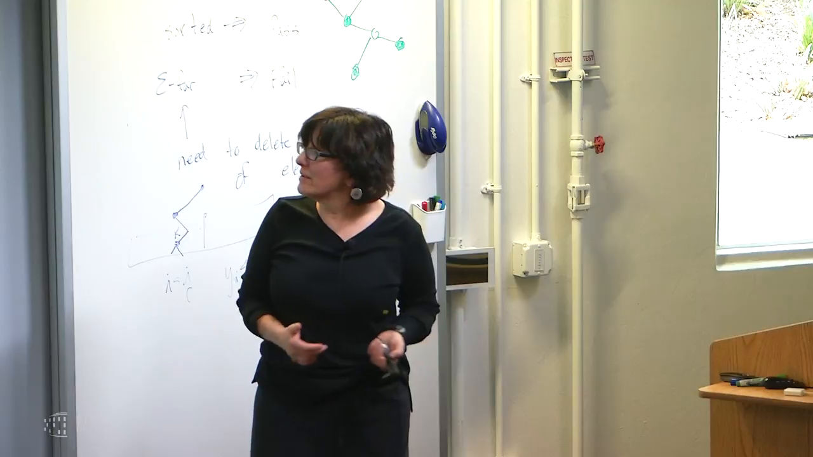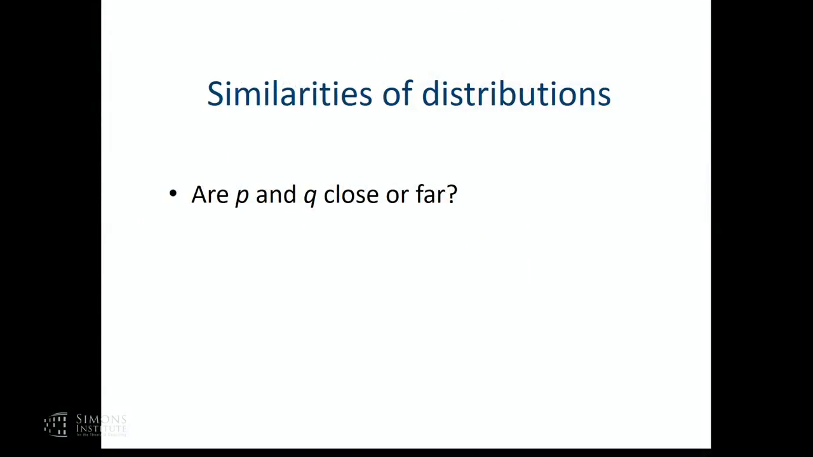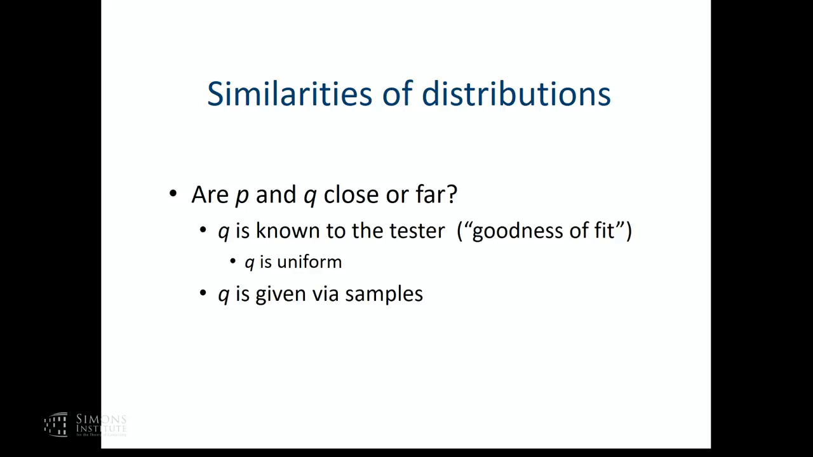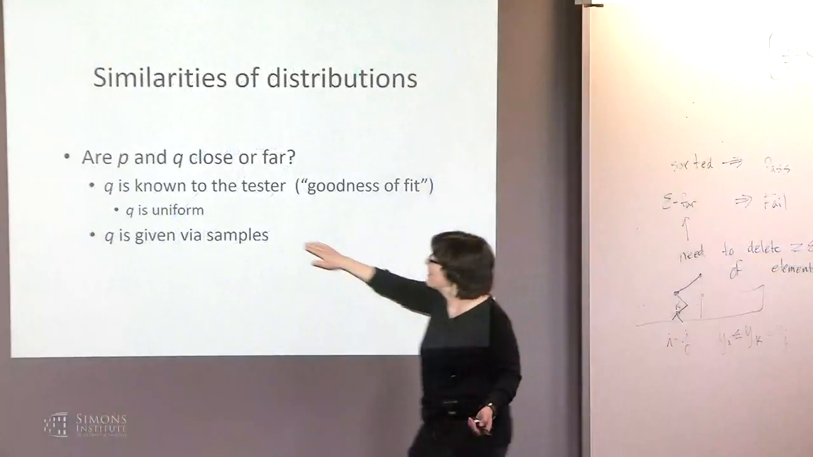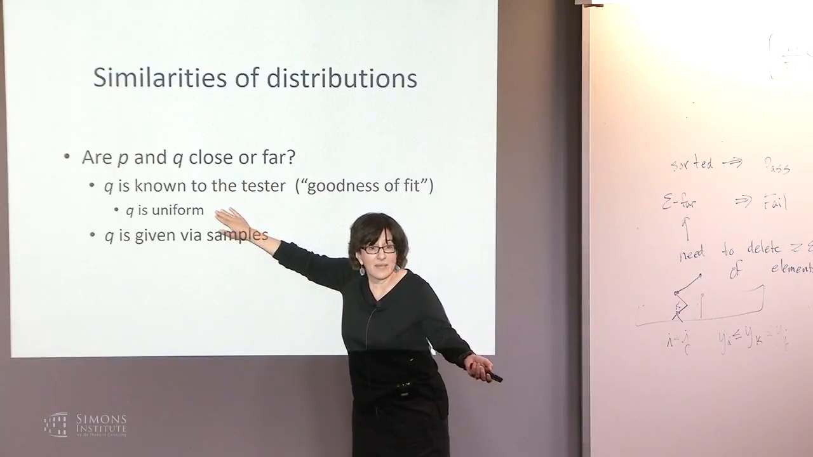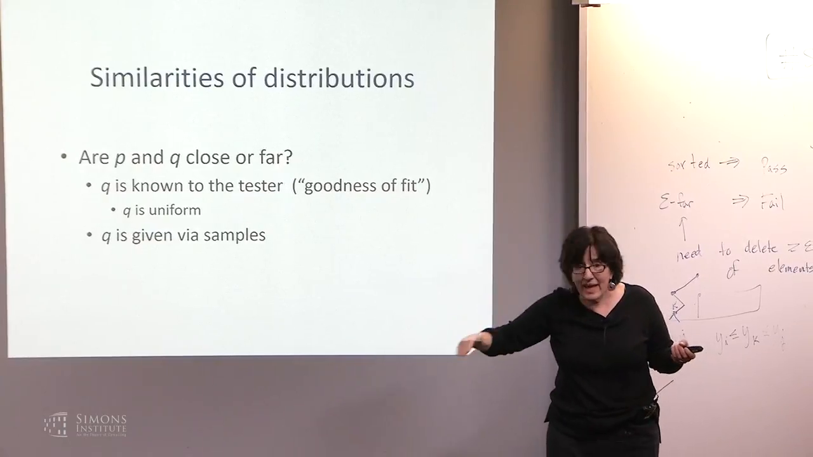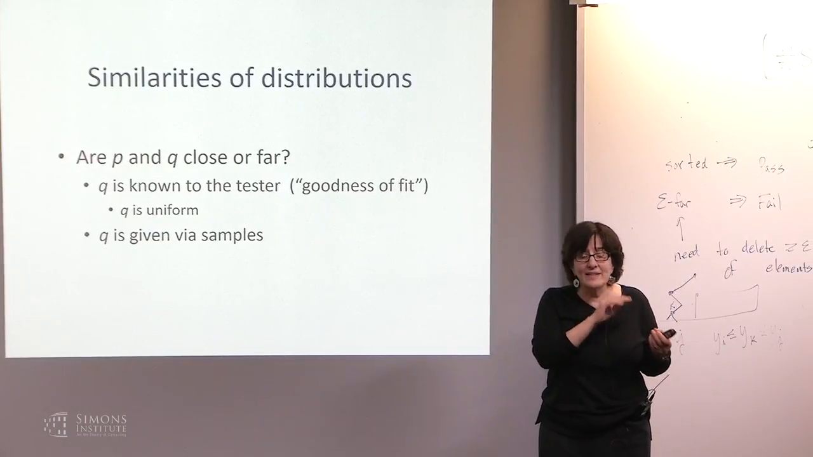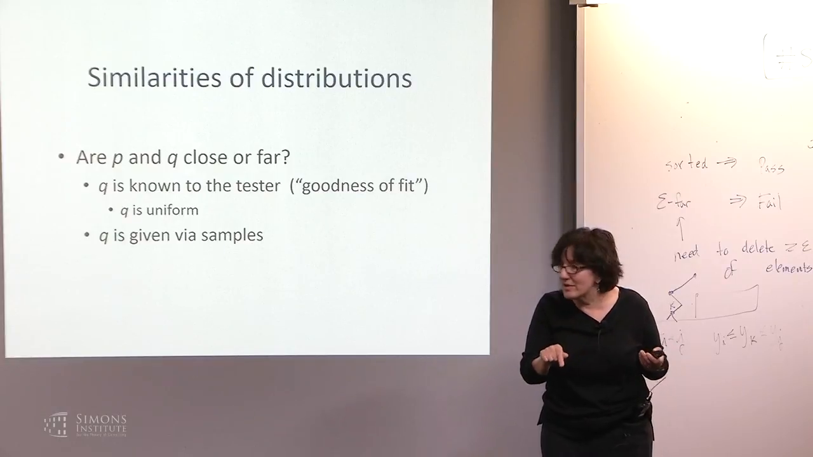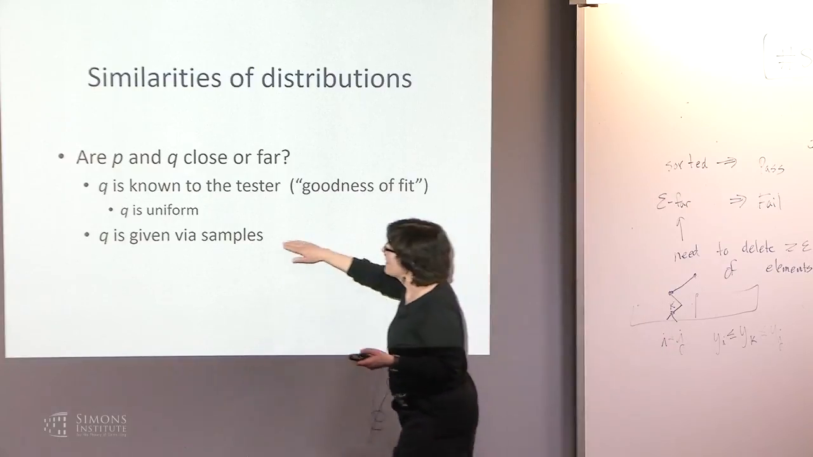Are two distributions similar? Okay, so there are a lot of questions here. If I have two distributions, P and Q, I want to know, are they the same or are they far? Well, what do I mean by that? Maybe Q is known to the tester. And then this is the question that's known in statistics as goodness of fit. I may ask, is P the uniform distribution? Maybe Q is the uniform distribution. Or maybe Q is some specific Gaussian with a specific parameter, and I ask, is P equal to that same distribution? Okay? Or it could be that Q is not known to me.